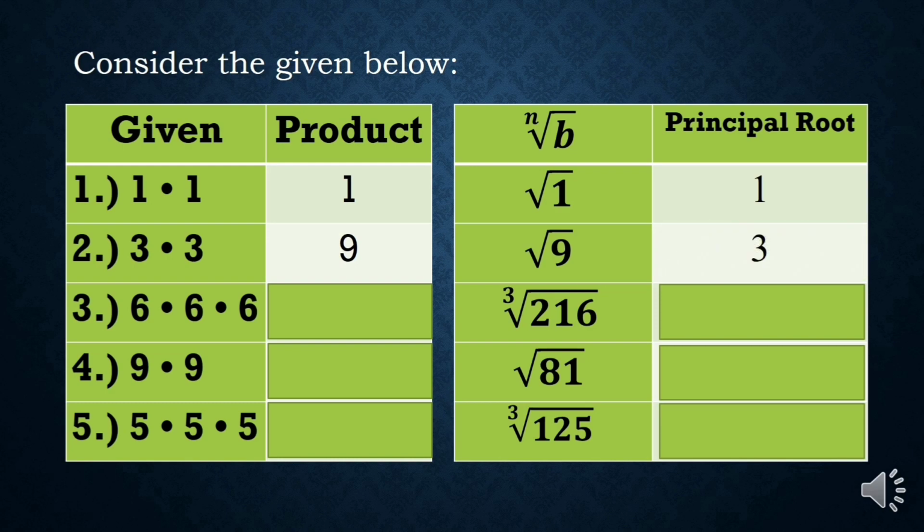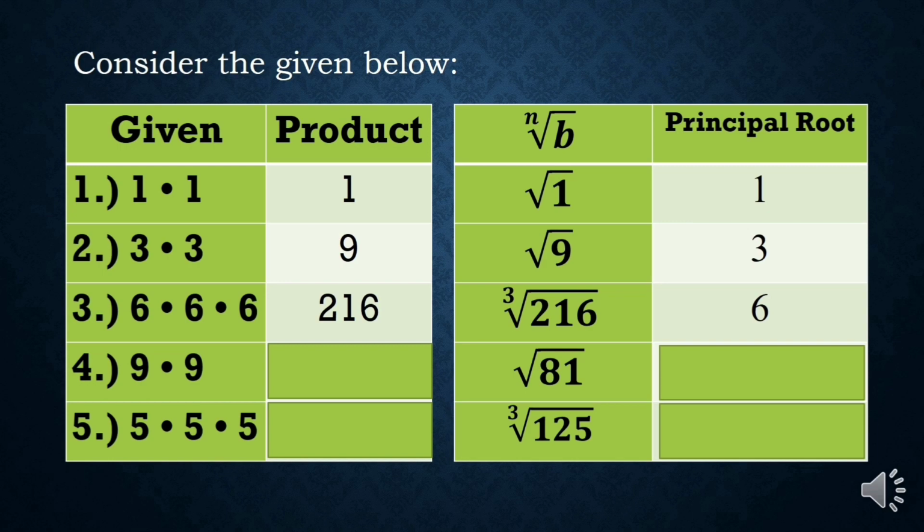But if you multiply 6 three times, the answer will be 216. So that is 6 times 6, 36, times 6, 216. So therefore, the index will be 3. So this will be read as the cube root of 216. So the cube root of 216 is 6.